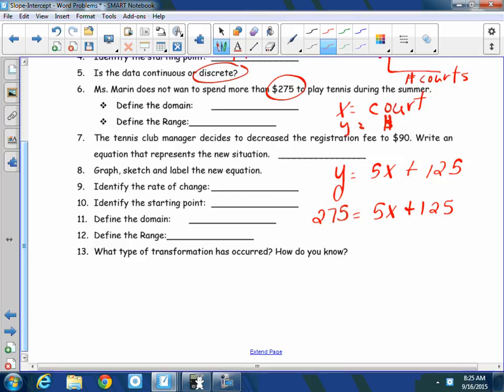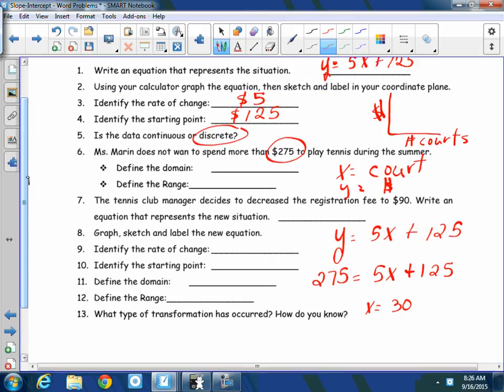Then after this, the calculator takes over, okay? Or you're going to say minus 125 divided by 5, and you get that x equals 30. So your domain is from 0 times. You don't have to use the court. But because I don't want to spend more than $275, there's a limit to how many times I want to use the court. I don't have an infinite amount of money to spend. Okay? So your domain would be from 0 to 30.